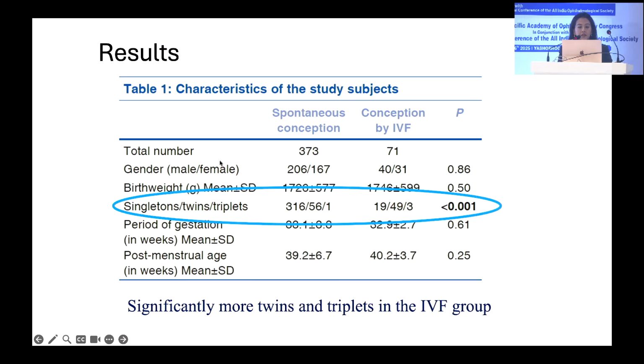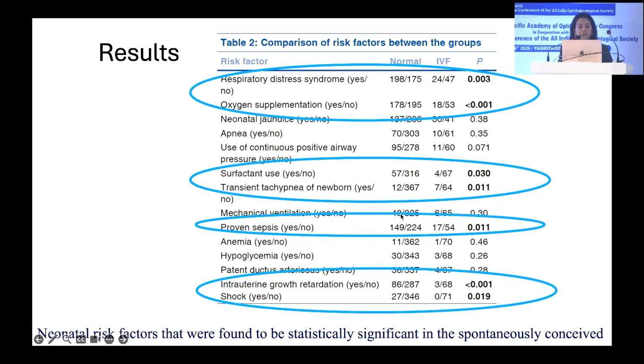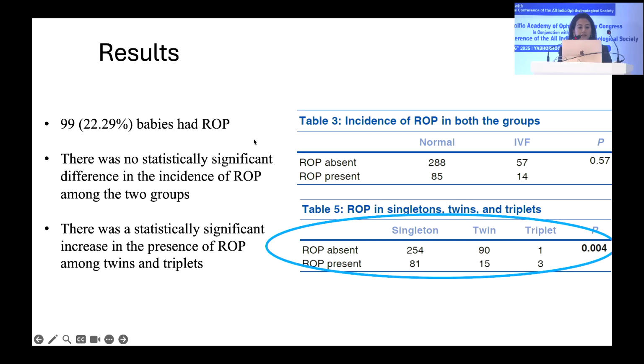So we had a total of 444 babies, where 373 were of spontaneous conception, and IVF babies were 71. We found significantly more twins and triplets in the IVF group. When we looked at the comparison of the risk factors between the different groups, we found that the neonatal risk factors were more in the spontaneously conceived, basically the respiratory distress, oxygen supplementation, the use of surfactant, transient tachypnea, and IUGR was seen more in the babies who were spontaneously conceived.